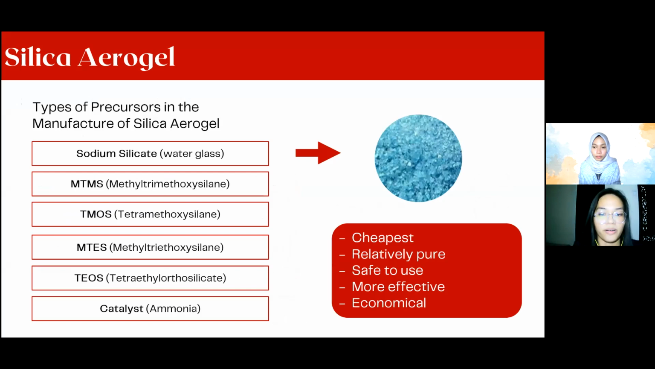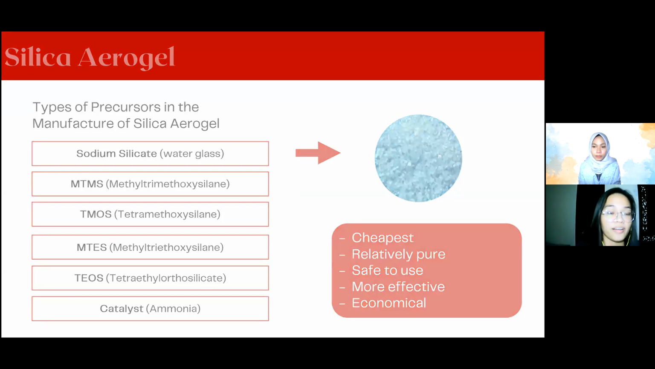Of all the available precursors, sodium silicate or water glass is the cheapest, relatively pure silicic acid precursor from which silica gel can be made. The use of hydrophilic precursor sodium silicate is safer, more effective and economical than TEOS and TMOS.